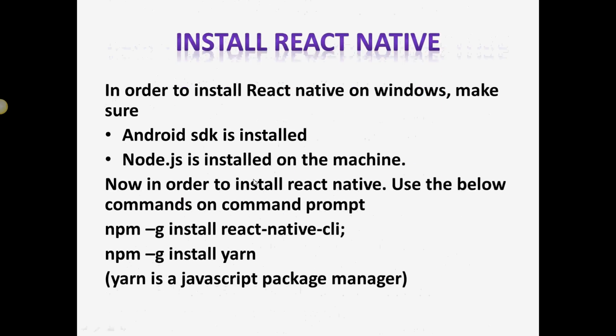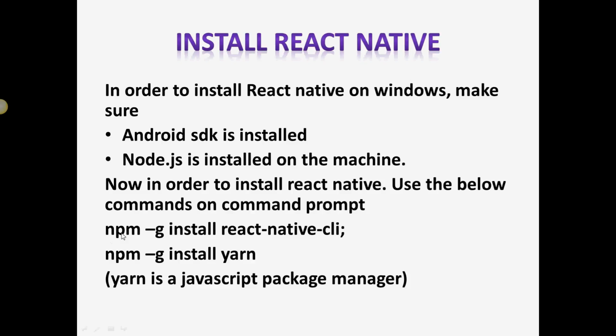Now if you want to install React Native on Windows, it is simple. First thing, Node.js must be installed, because without Node.js it will not be installed. Then there is npm, so using npm with g install, g means globally installed. You have to install two things. Once you have Node.js installed on your machine, you then just use npm.